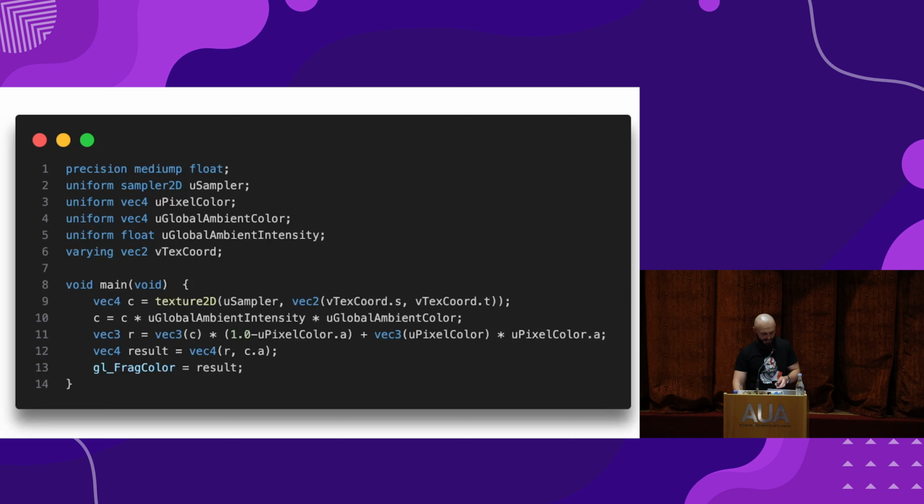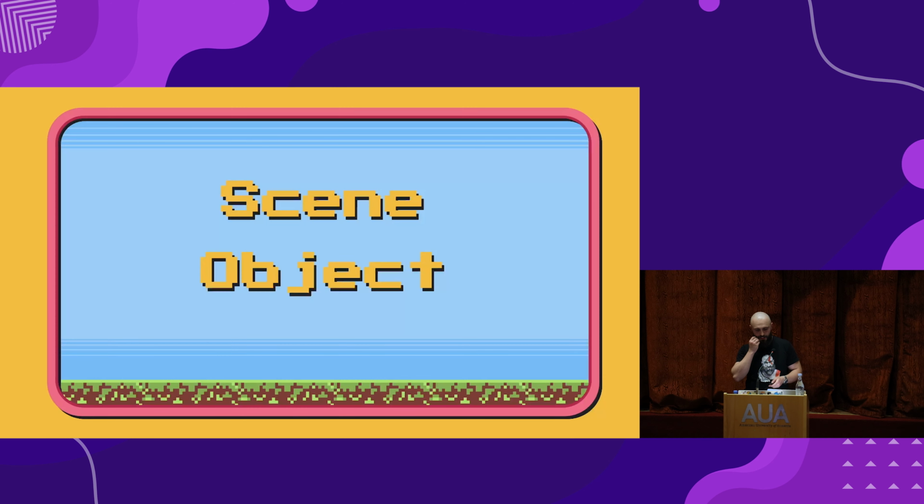Now let's go ahead and see the scene object. The scene object is an abstract class in the game engine, and the game engine interacts with these classes in a well-defined manner.